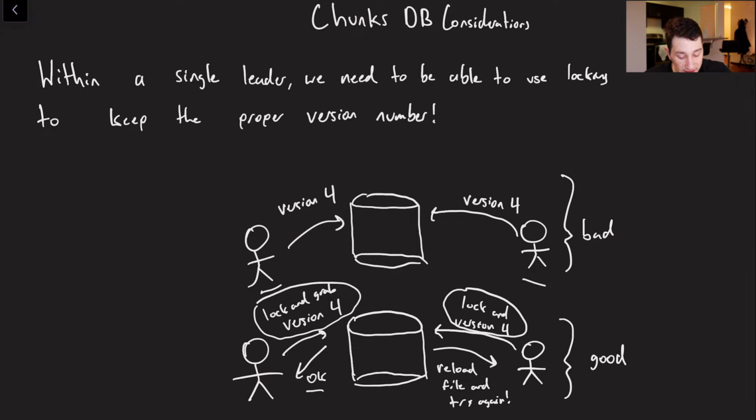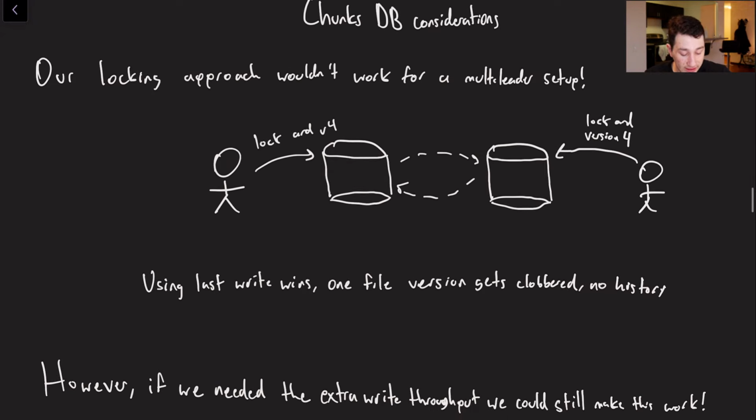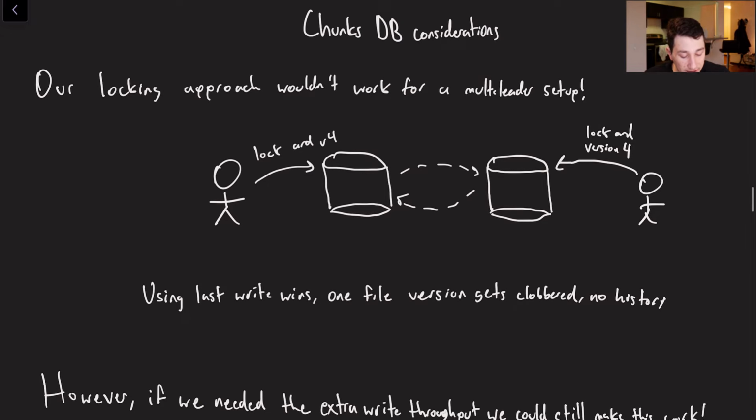We need the database to only say OK for one of these guys, and then for the other guy, go tell him to kick rocks and try again. And then this guy could pull the file from the database, merge it in locally, and then go ahead and make a new version of it. That would be a lot more ideal. That being said, this works when there is a single leader. In the multi-leader case, it gets a little bit more complicated.